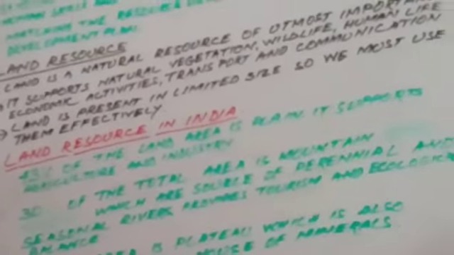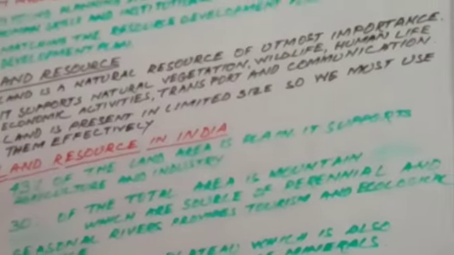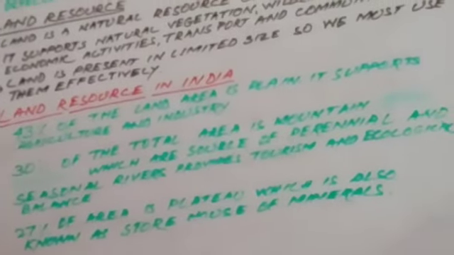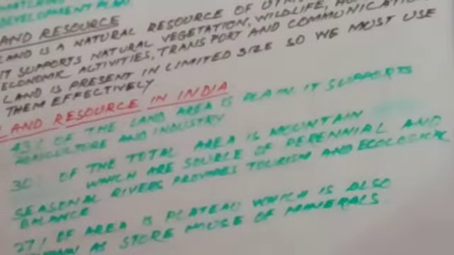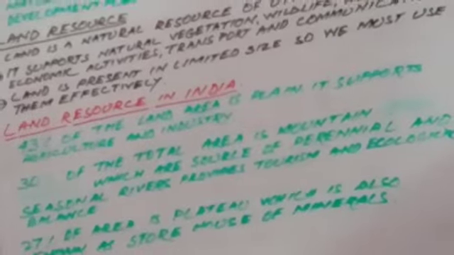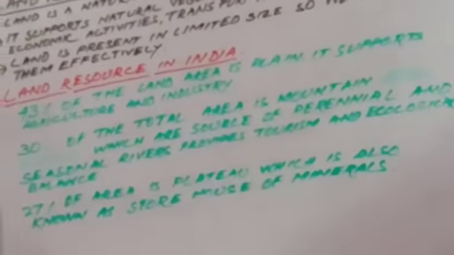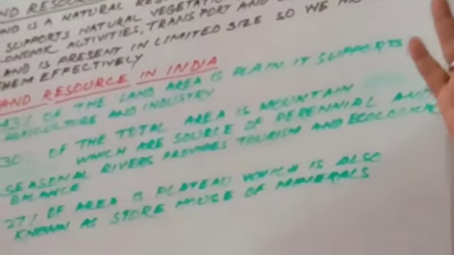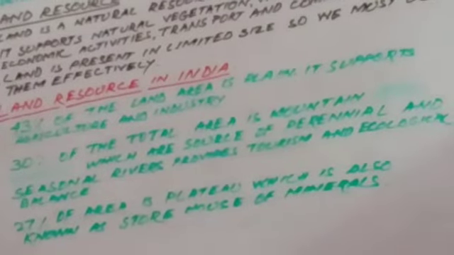Now this perennial river, what do you mean by perennial river? Perennial rivers are those rivers which have water throughout the year, and they get water supply from the melting glaciers of the mountains. And there are also seasonal rivers. Seasonal rivers actually start from the plateau region or smaller hills. These rivers get water only during rainy season, and they provide us water for sustaining life.